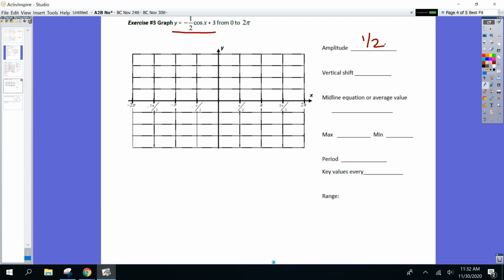All right, Liz, vertical shift. Where are we moving this? Up, down, and how many units? Up 3. Up 3, got it. Everyone, please put the word up there. Don't give me +3. All right, Liz, where's our new midline going to be, which is also the shift?